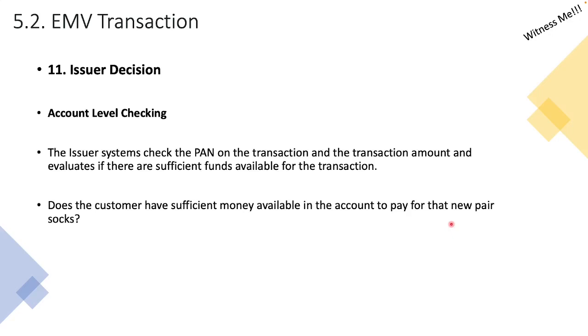Okay, let's talk in a little bit more detail around each of these checks. So account level checking. The issuer system will check the PAN, it will map it to the associated account linked to this card, and it will determine: are there sufficient funds in this account to successfully complete the transaction? So, do the funds in the account equal or exceed the value of the transaction amount that's come through on the request? Right? Is there sufficient money available to allow Bob to make this purchase?